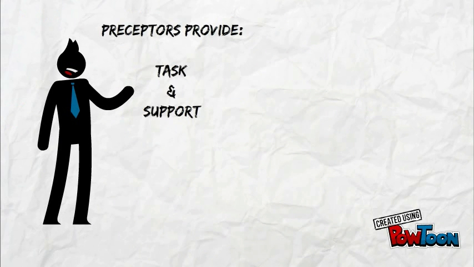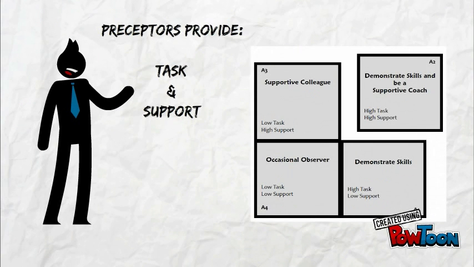As a preceptor, your role is to mentor using an adaptive response. When the student indicates where he or she is on the D level grid, then you try and match the needed levels of task and support.